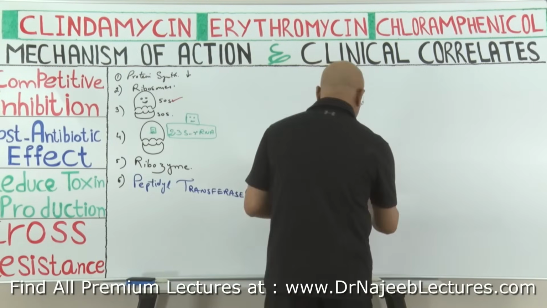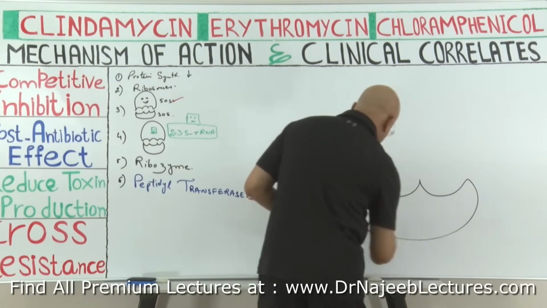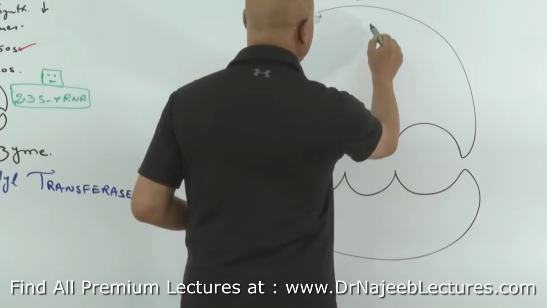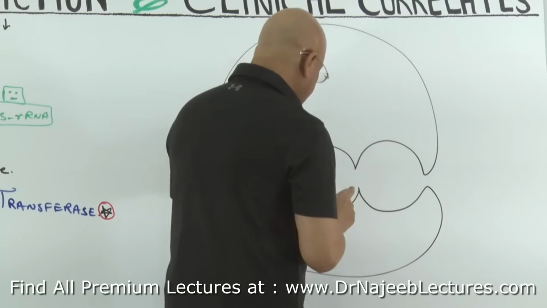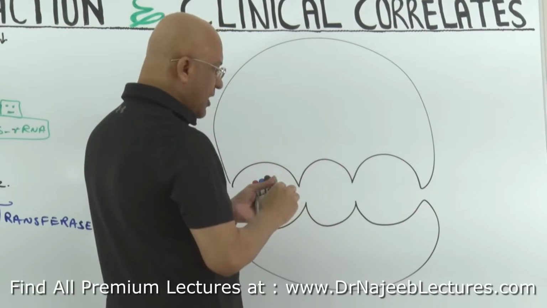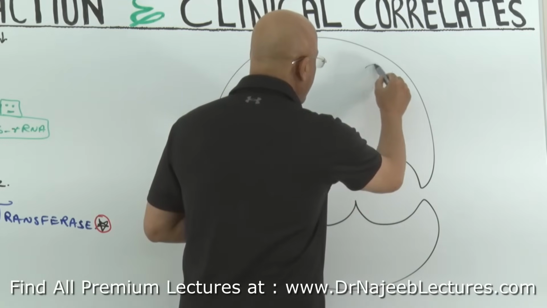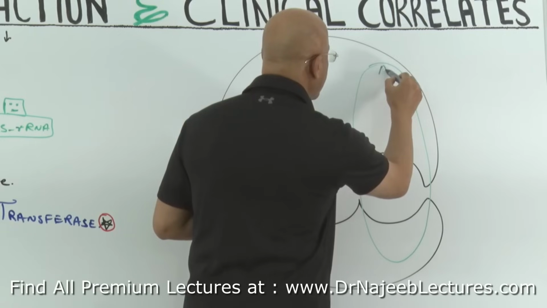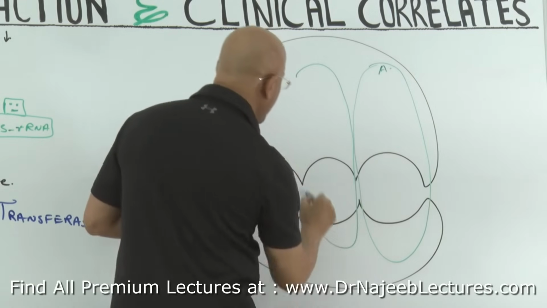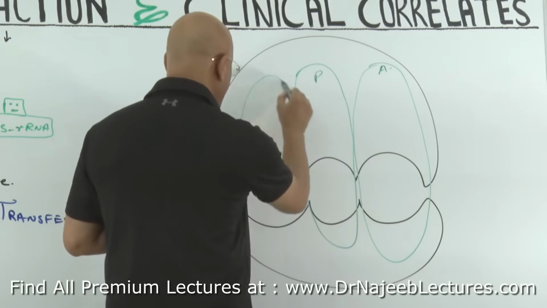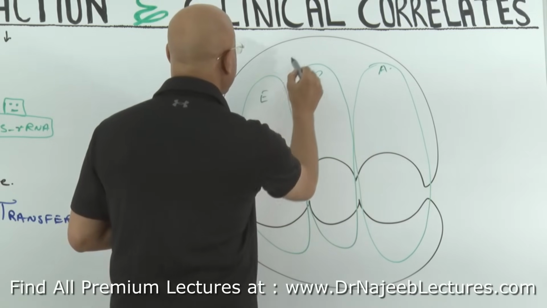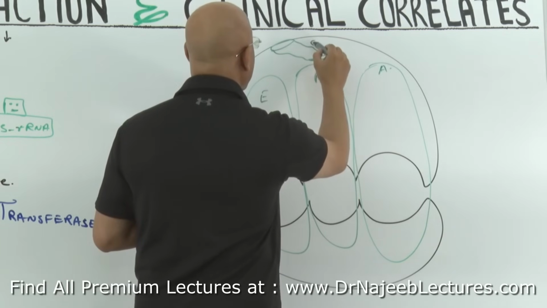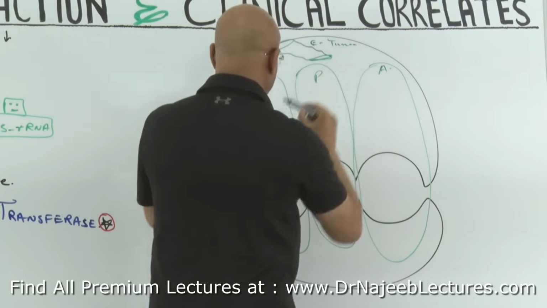So I will draw it here. This is 30S subunit, right? What is this? 50S subunit. And as I have explained previously that this area is called A site, this area is called P site and this is called E site. And here is a special tunnel going out which is called exit tunnel, right?